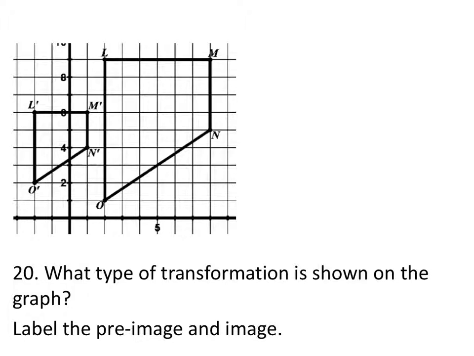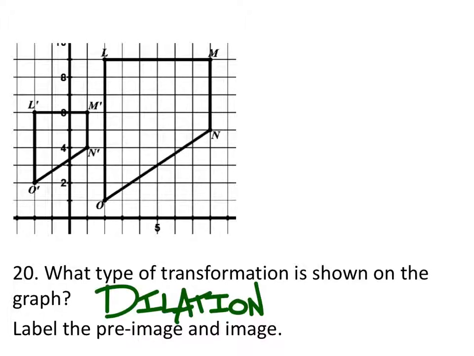Alright, what type of transformation is shown on this graph? And we have gone over 4 different transformations. We've gone over translations, reflections, rotations, and dilations. However, only one of them changes the size, and it is dilations. This one has been dilated. And again, that's because we know the size has changed.